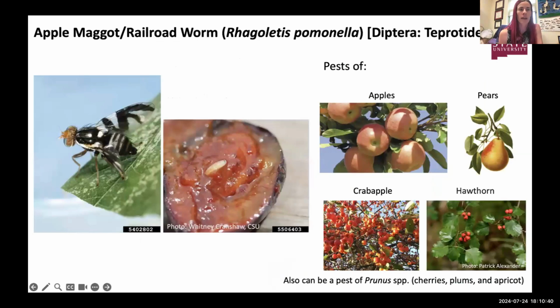Next thing, the apple maggot, also called railroad worm. These are fly pests of apples, pears, crab apples, hawthorn. This image here is of a plum. They don't really prefer that, but it was just kind of taking a picture to see that. But these are the things that they're typically pests of.